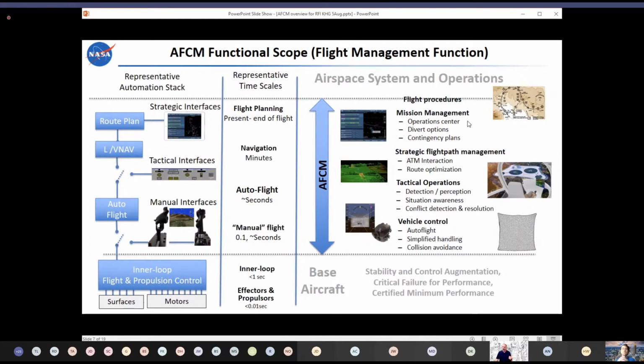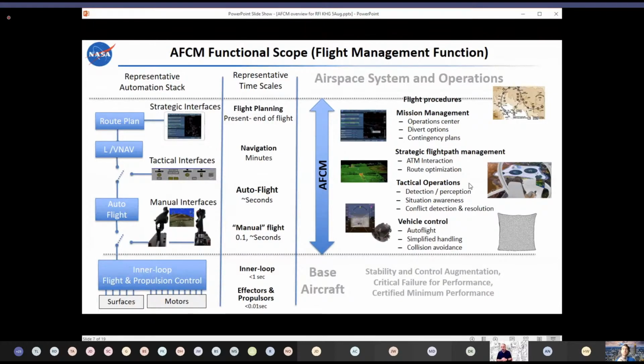Along with that mission management perspective is strategic flight path management. And this is just a way of saying for the given mission that's being executed, doing that in an efficient or optimal fashion. So at this level, there's probably ATM interaction that's being supported by the automation, as well as, for example, route optimization. Moving down in shorter time scales, we get into the tactical realm.